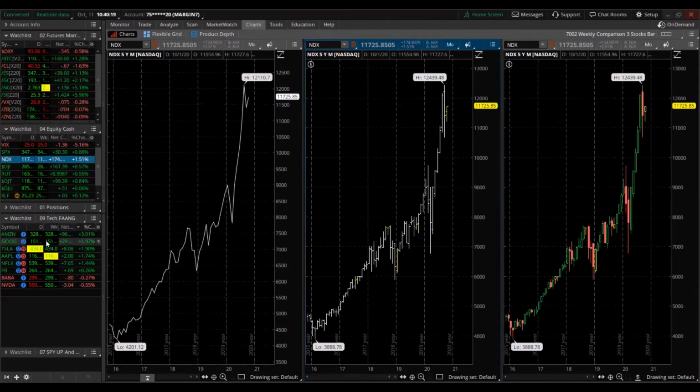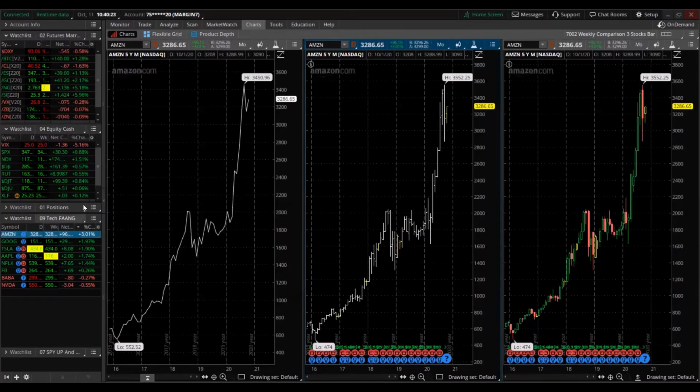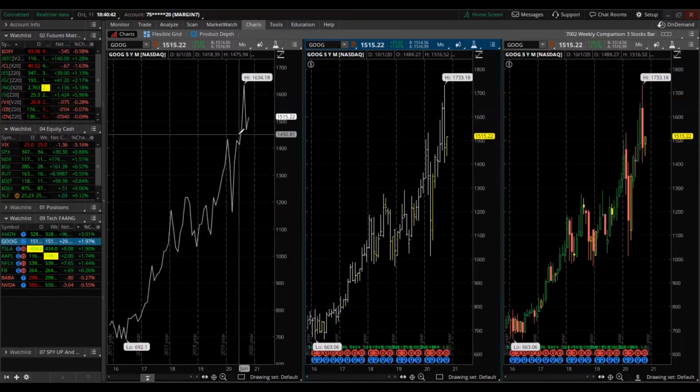Let's look at some single stocks. The FANG stocks. Amazon. Again, line chart, bar chart, candlestick chart. The comparison here is these stocks compared to the indexes. Are they equal or outperforming? Here we have Amazon, very similar to the run-up like NASDAQ 100. Google, not near as high as the other.